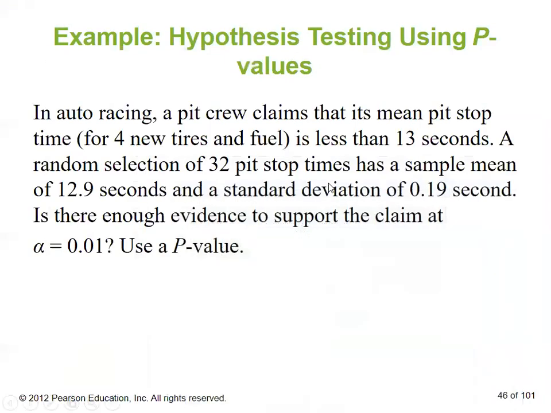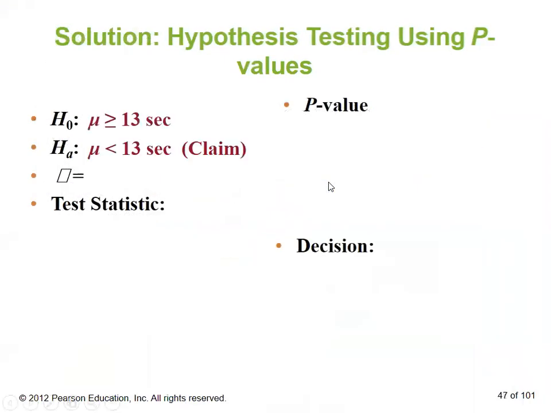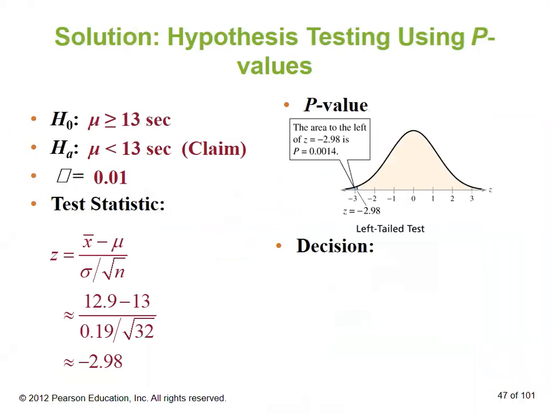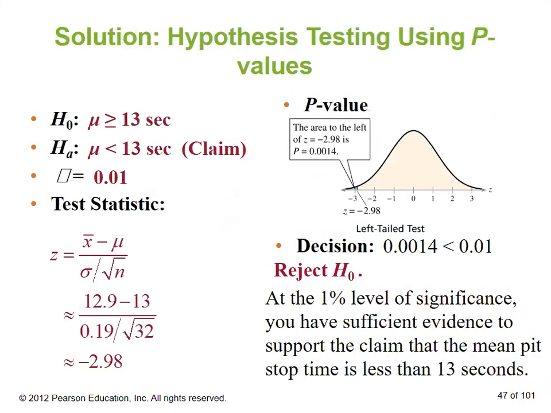Okay, so let's go back to the PowerPoint. And this is what it would look like doing it the old school way. You would have gotten a z-value of negative 2.98, which you would have looked on the chart, which would have given you a p-value of 0.0014. We got 0.0015. That's still close enough to easily make the call that p was less than alpha. And at the 1% level of significance, we have sufficient evidence to support the claim.